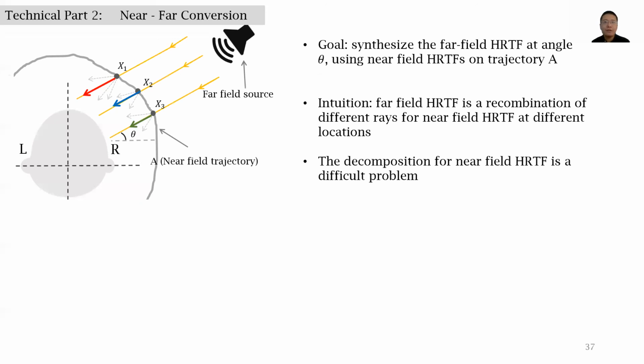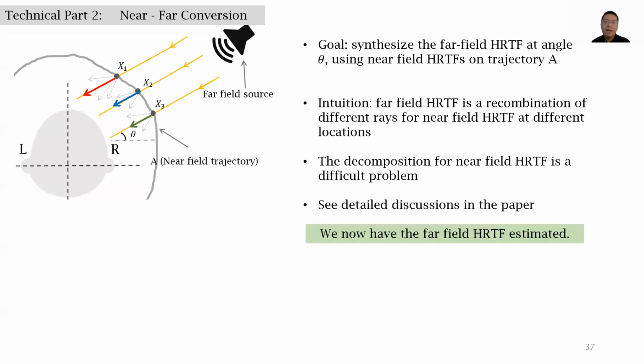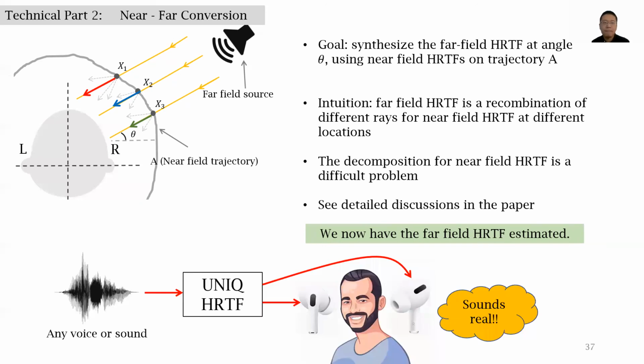And the decomposition of the near-field HRTF is actually a very challenging problem. I will not go into the details here, but basically we perform decomposition of the near-field HRTF and then recombine them to understand the far-field HRTF. And we now have the far-field HRTF estimated. So we pass any sound source signal that we want to render through the Uniq personalized HRTF filter. And in this way, we can create realistic spatial audio for any given user.